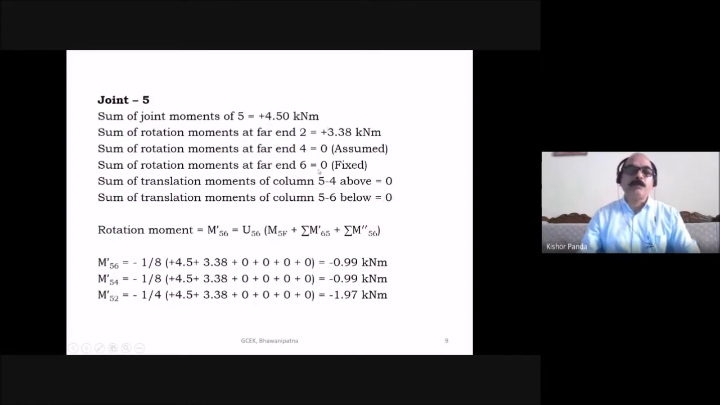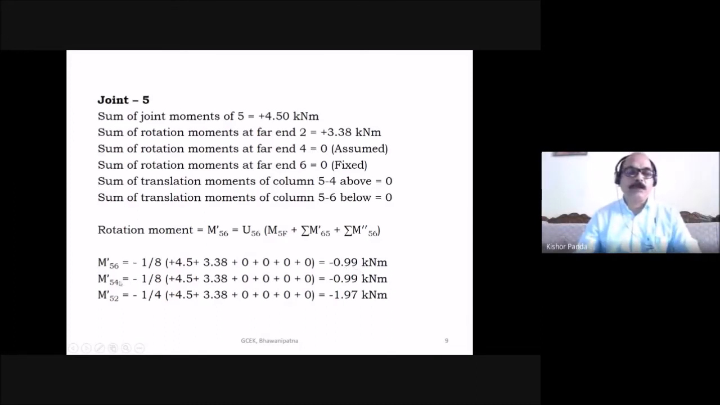So these are the moments you have to consider. This is the formula for M-56: the near end rotation moment M-56 is equal to the fixed end moment F-5 plus the summation of M-65 plus the summation of M-56. You have to take the rotation factor and all these values, 4.5, 3.38, and all others are 0. So here you get minus 0.99.